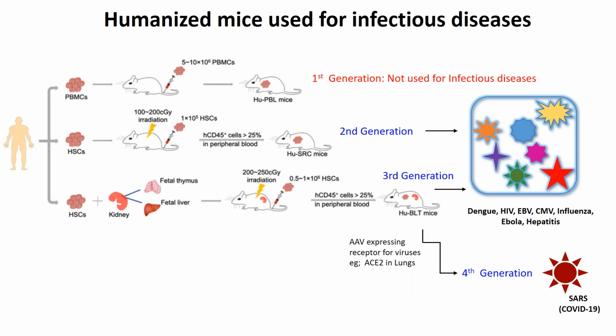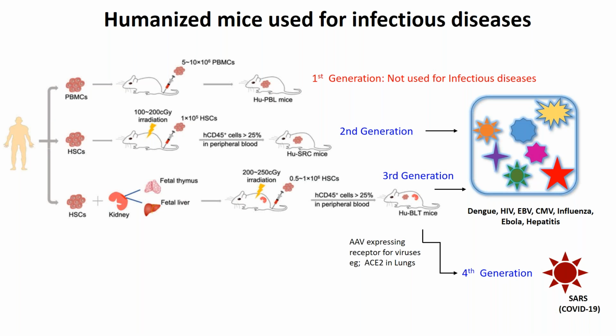So the humanized mouse model, as we all know, comes in three types. The first one, which I call the first generation model, is generated by transfer of human PBMC. This model is typically not used for infectious disease studies because of the very short study window period, as well as a lack of immune cells of different lineages.